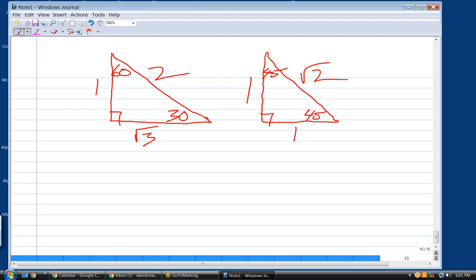And that's where we'll stop for now. Okay? We'll go on and study the unit circle next time.